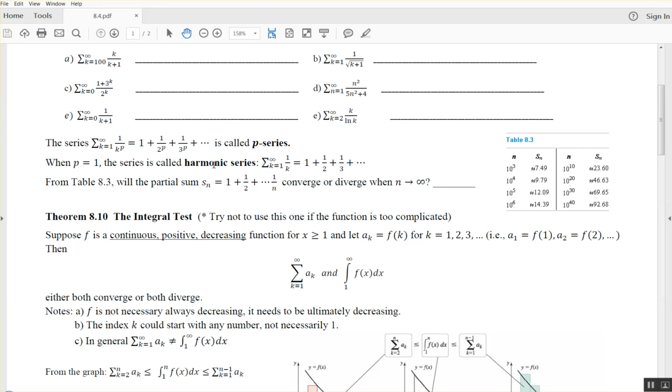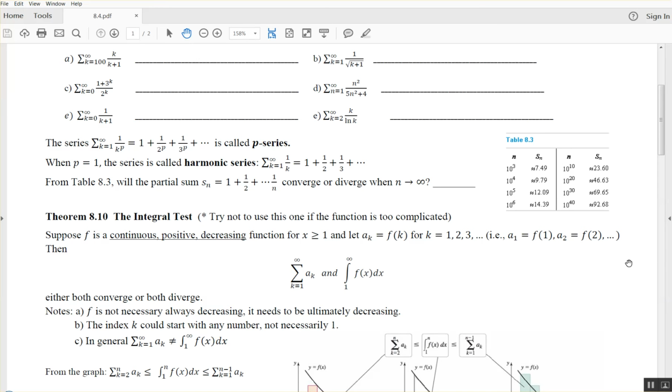Now this table gives us the partial sums of the harmonic series for different n. As we can see, when n gets bigger and bigger, the partial sum gets bigger and bigger. Of course, it doesn't increase too fast. It increases very slowly. However, we certainly observe that it keeps getting bigger and bigger, so I would say it diverges.